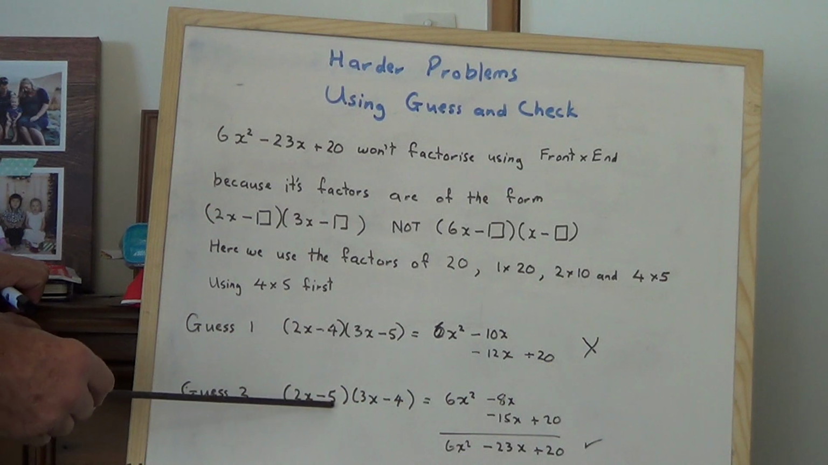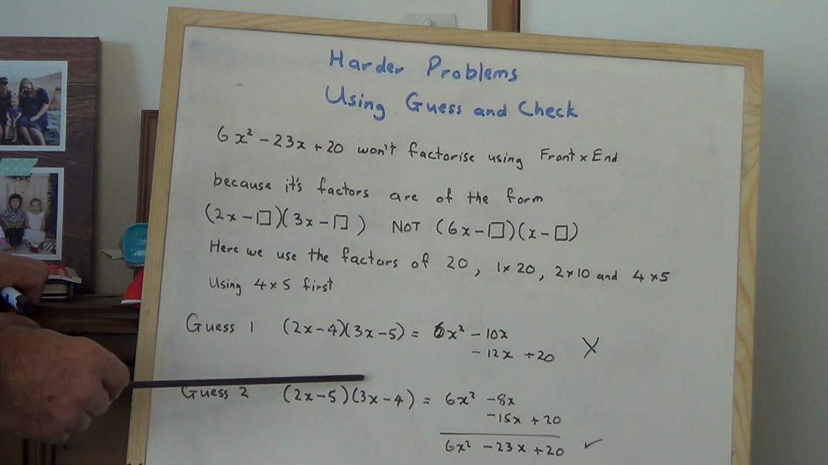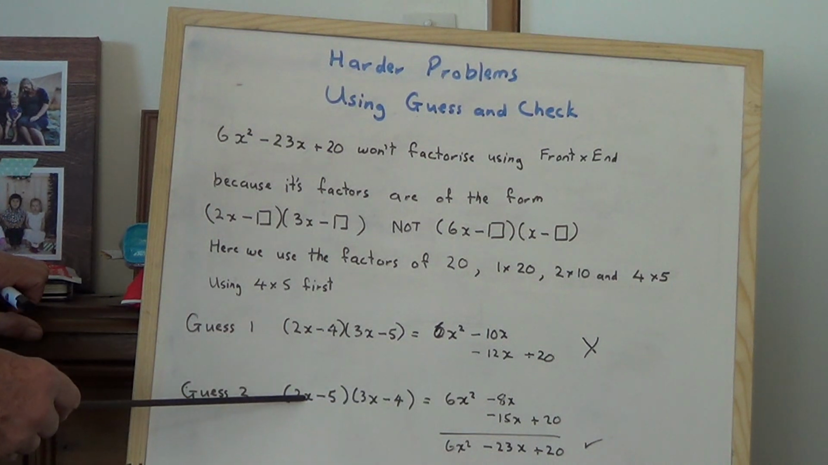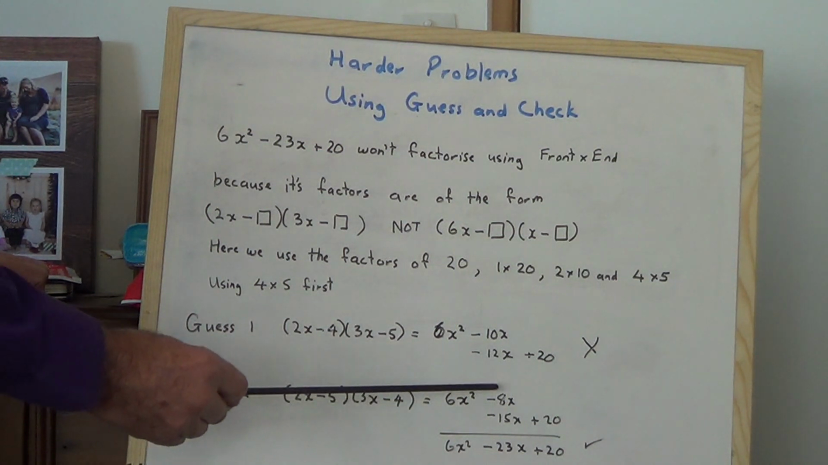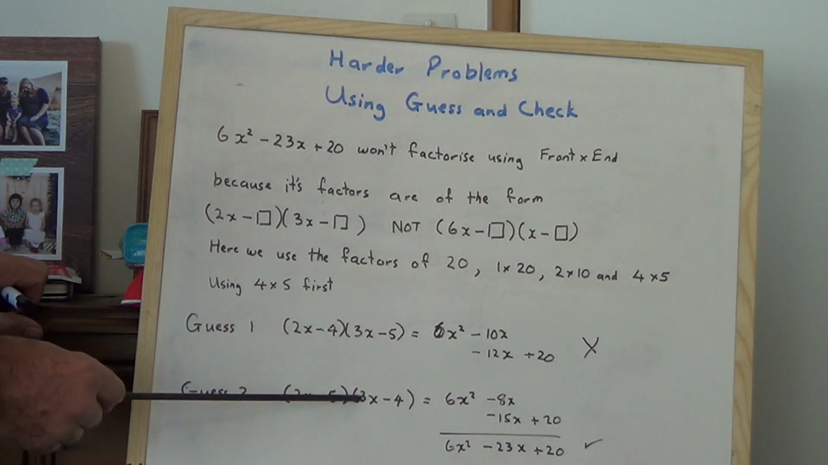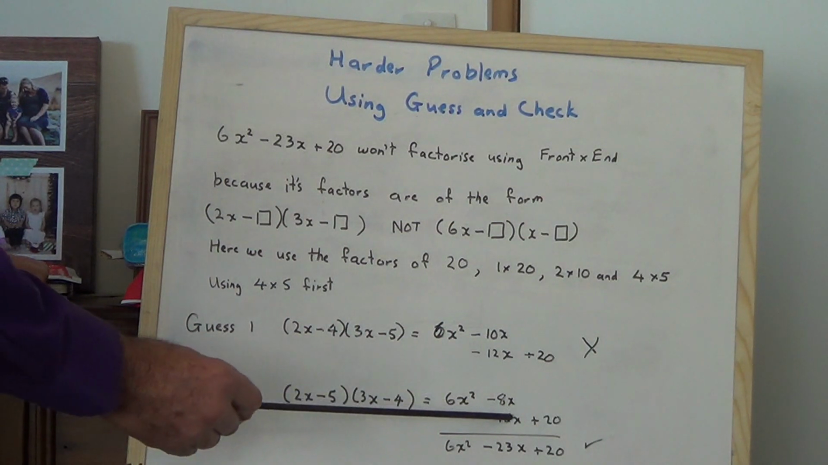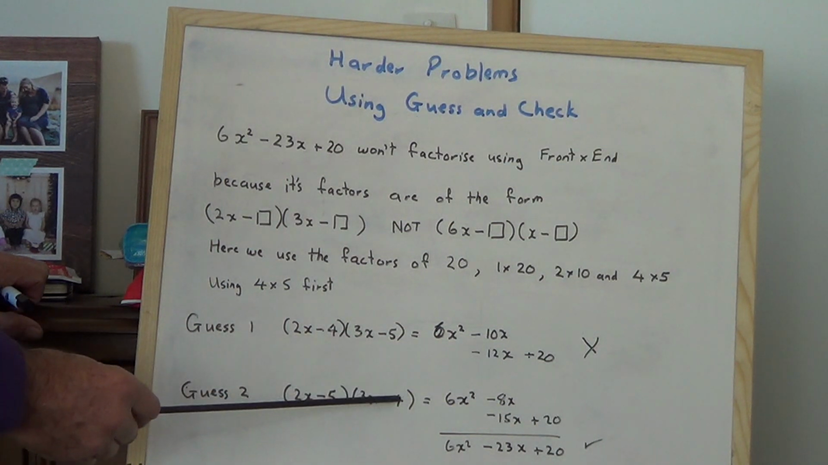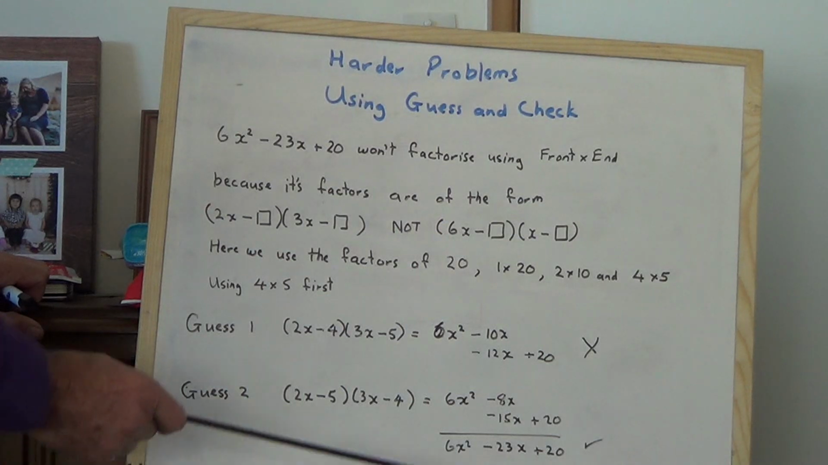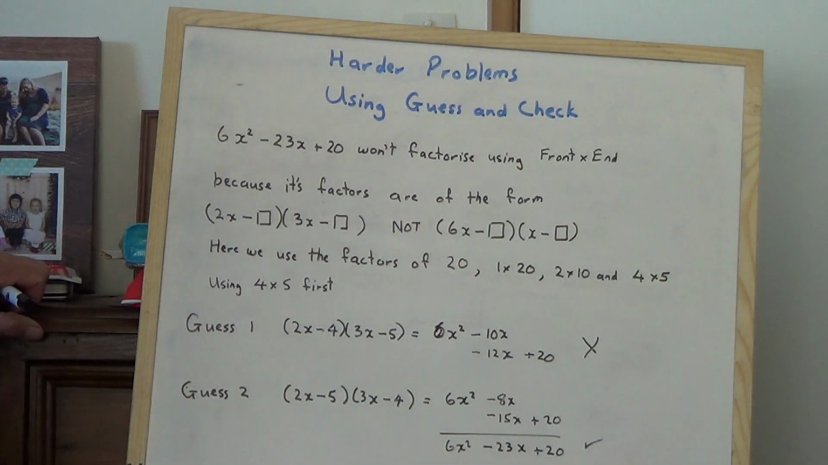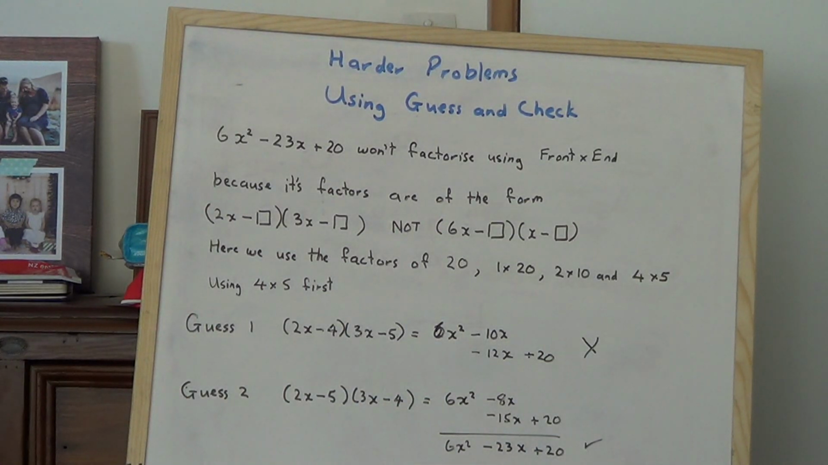So we've got 2x minus 5, 3x minus 4. Multiply that out. 2x times 3x is 6x squared. 2x times minus 4 is minus 8x. Minus 5 times 3x is minus 15x. Minus 5 times minus 4 is plus 20. When we add that, we get our minus 23x. And we've got it. And we're done.